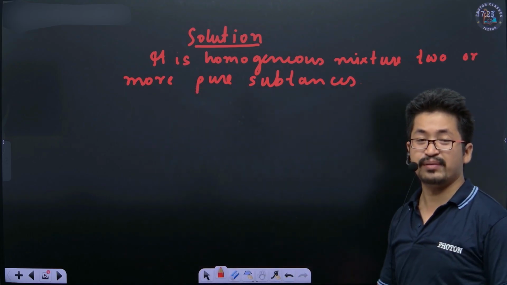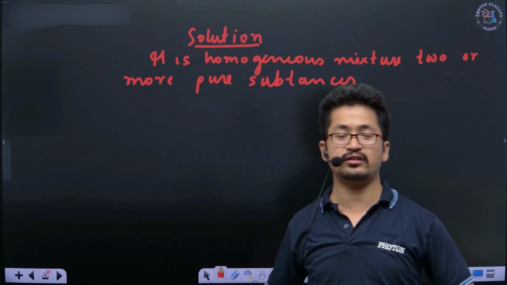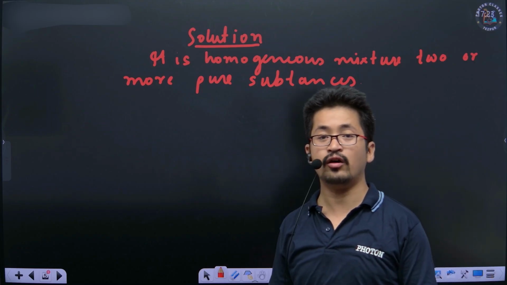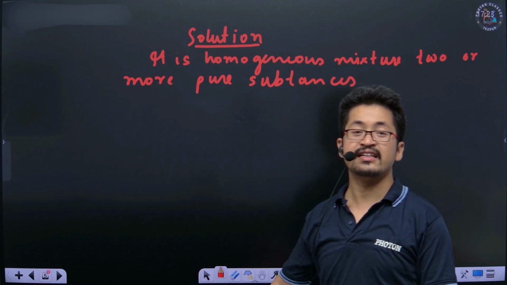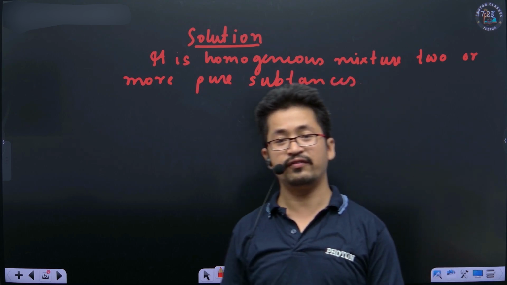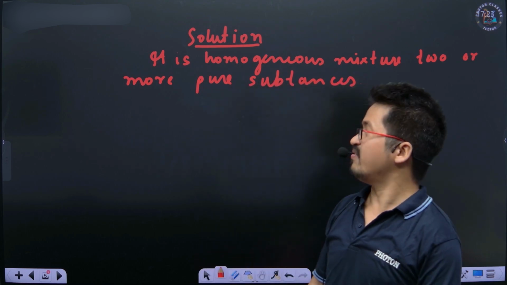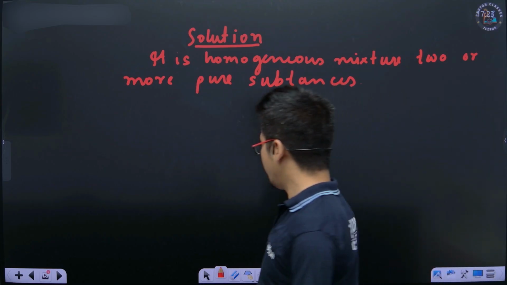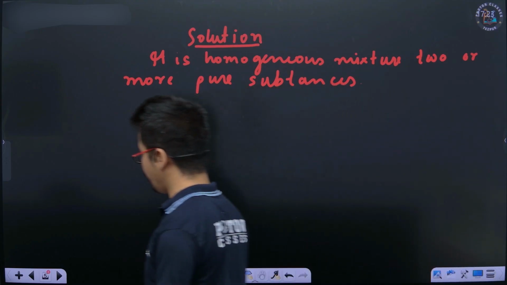For example, take the case of lemon juice that we consume during the summer. It is an example of a homogeneous mixture. Similarly, the tea that we drink is also a homogeneous mixture. Now let us go for the classification of solutions on the basis of number of components and also on the basis of physical state.